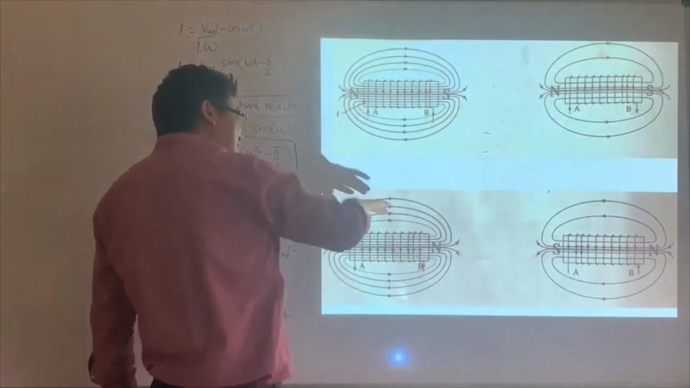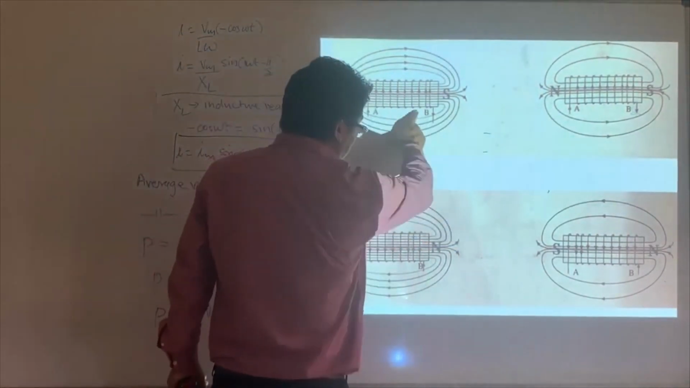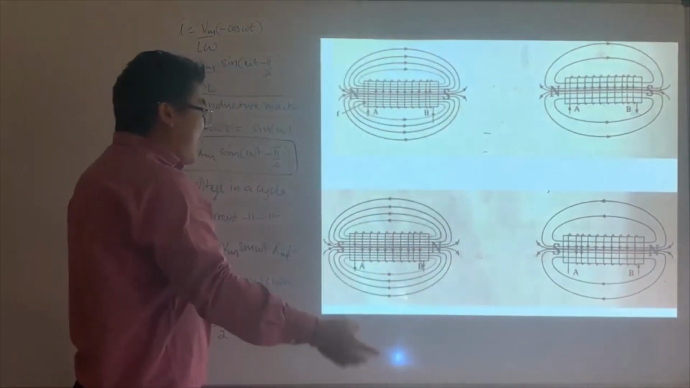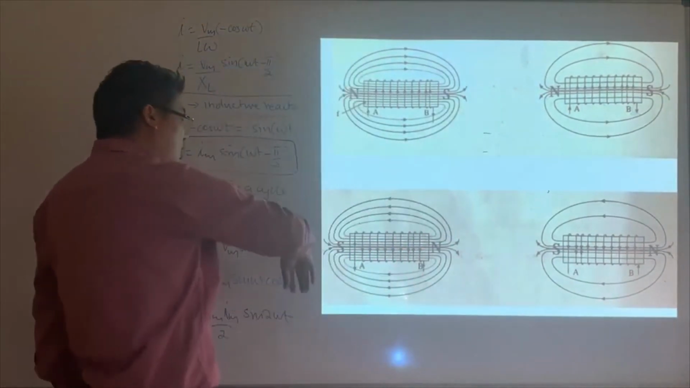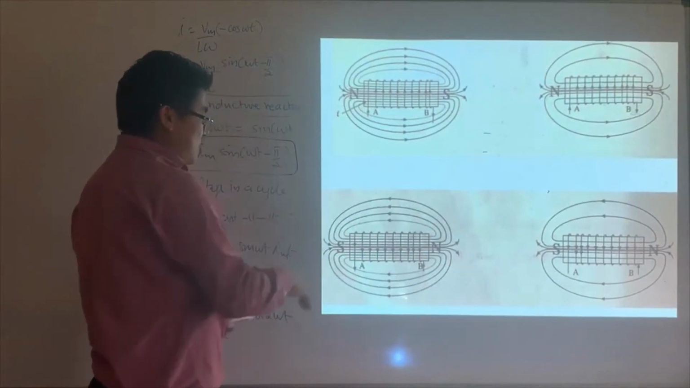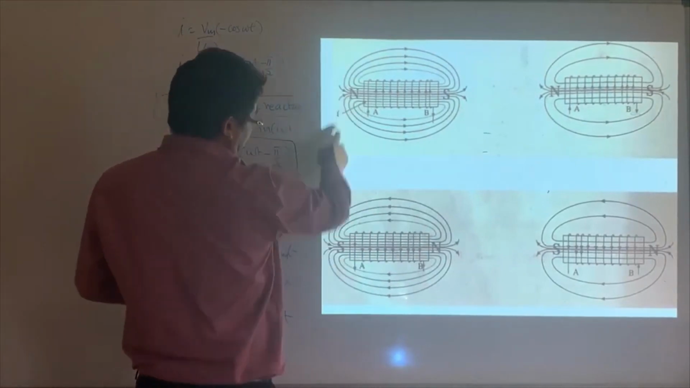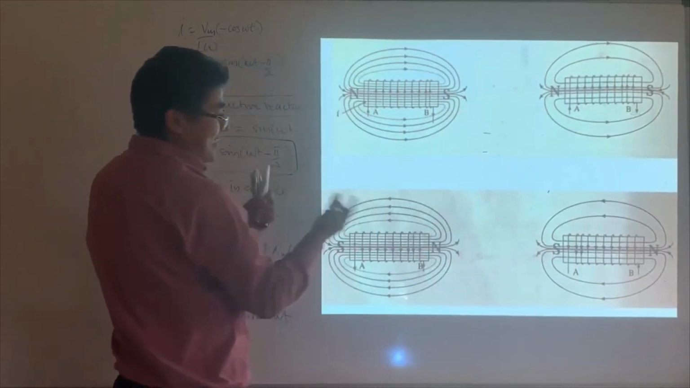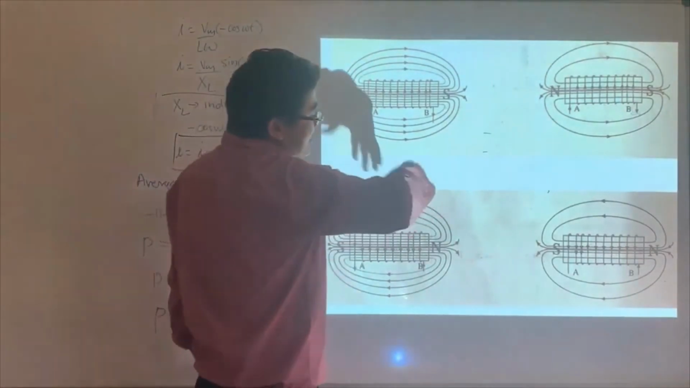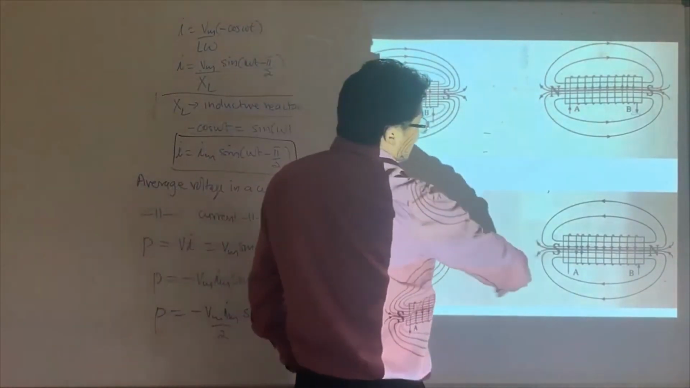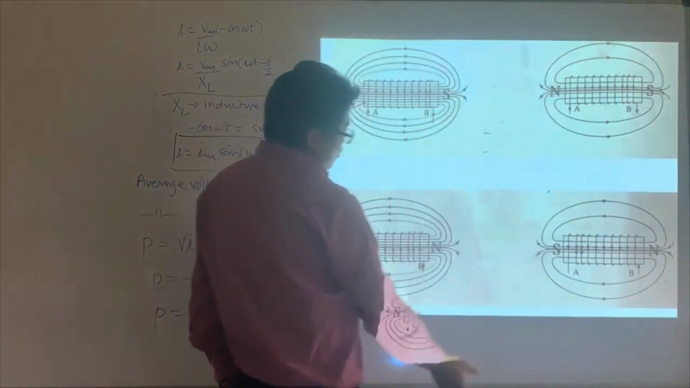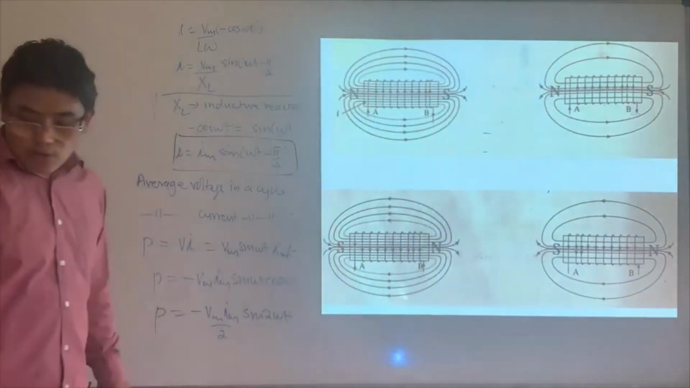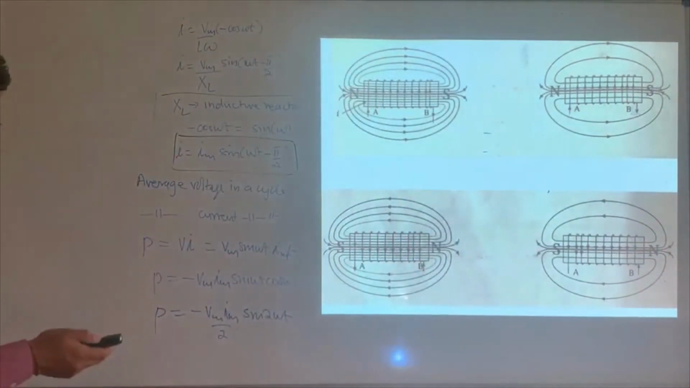In the third quarter cycle, again energy is given to the solenoid, but with the magnetic field in the opposite direction, so the north pole and south pole have interchanged. In the fourth quarter, energy is returned back to the source. So overall energy would be 0.